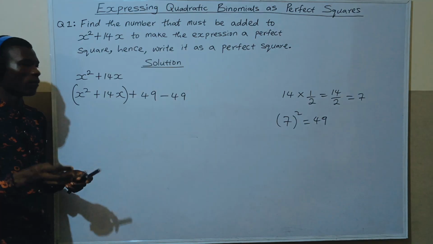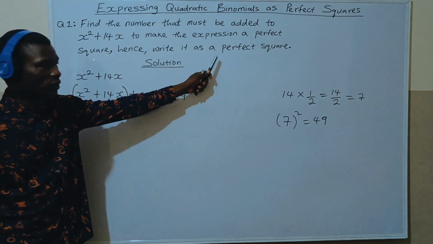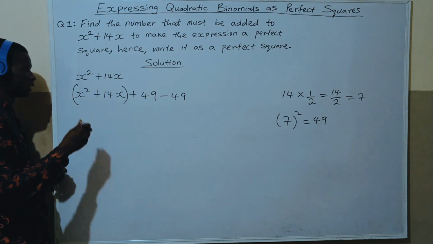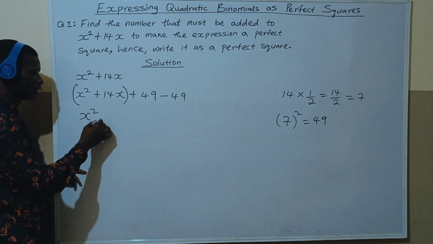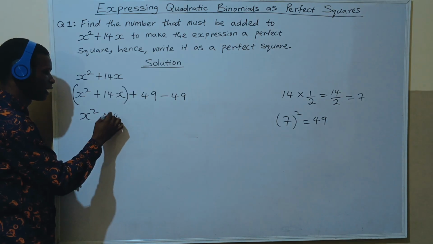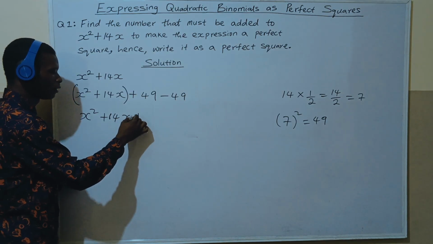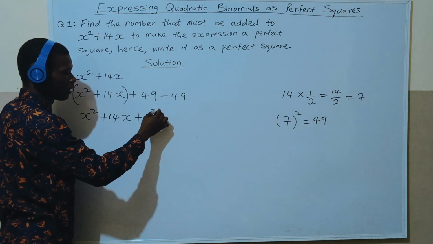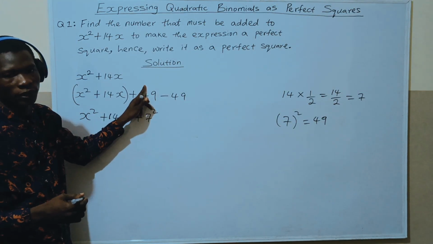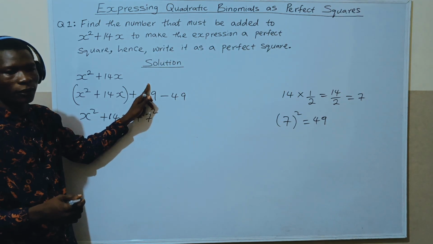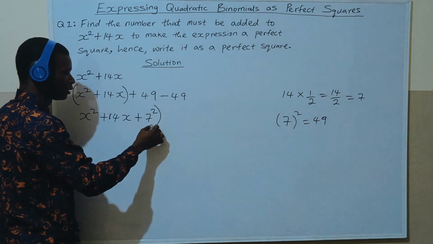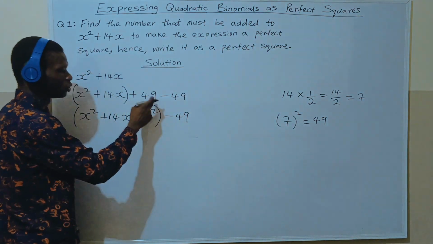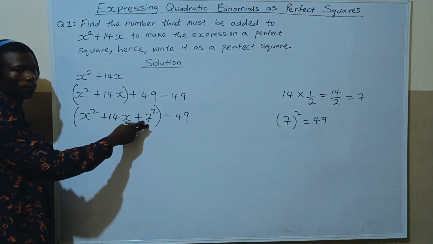Okay, now we want to write the expression as a perfect square as told to us in the question. How do we achieve that? We proceed as follows. We are going to have x squared plus 14x and then plus, now instead of writing it as 49, we are going to write it as 7 squared, which is the representative of 49 here. So 7 squared is the same thing as 49. So this is the expression as a perfect square. Now this minus 49 has to be there to deal with the 49 which was added.